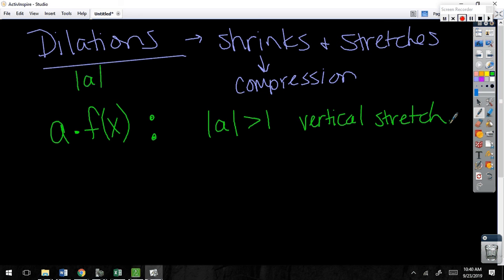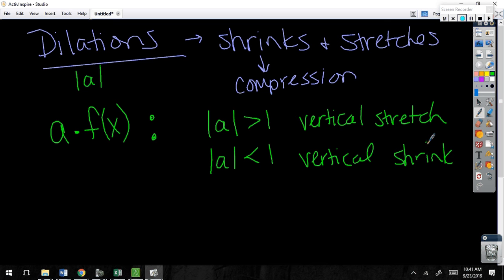The other case is the absolute value of a is less than 1. If you're only talking about positive numbers, what are you talking about, really? Decimals and fractions. So you're really looking between 0 and 1, because if you're taking absolute value, it's not going to be negative. So if I'm multiplying everything by y, and y is vertical, then this is a vertical shrink.